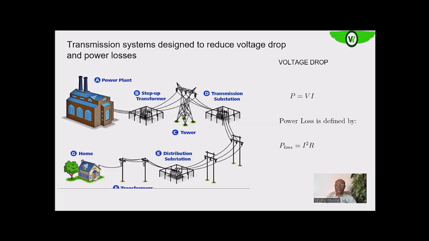So this is the basic reason why we need the transmission lines, why we need to step up the voltage to that higher level for the transmission lines. It is basically to reduce the voltage drop and also to reduce power losses. So if we are able to achieve this, it means that the efficiency of the power system will be increased. And that is one of our goals in operating our system efficiently.